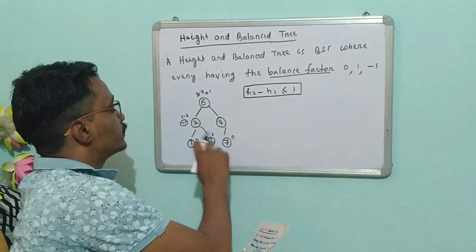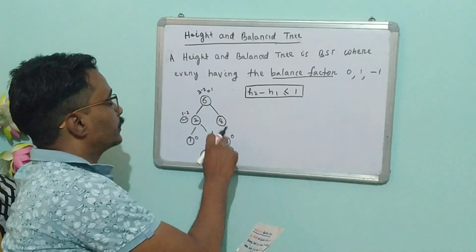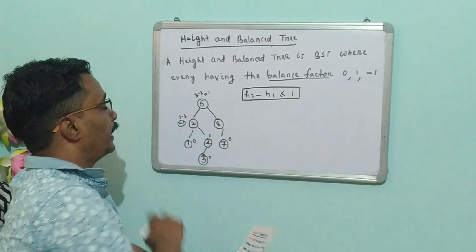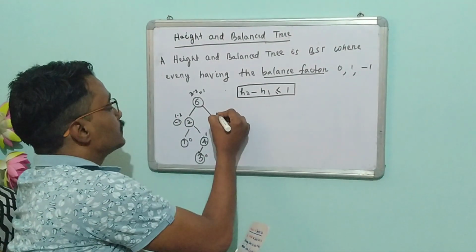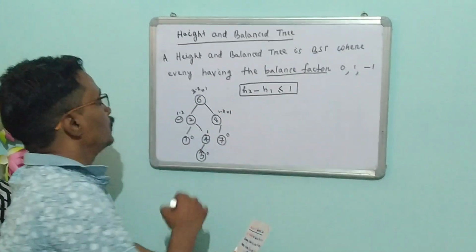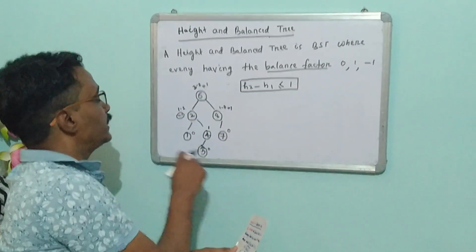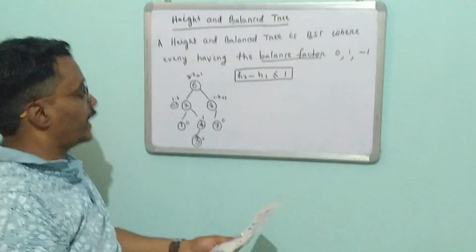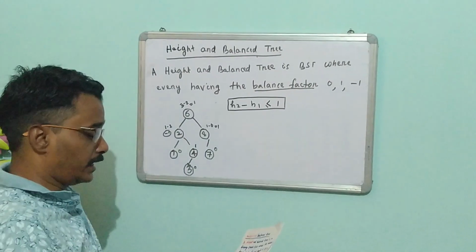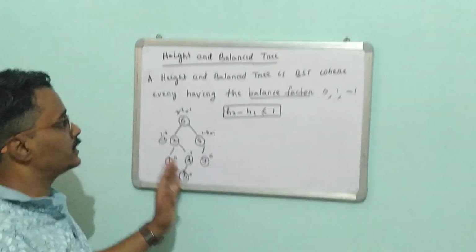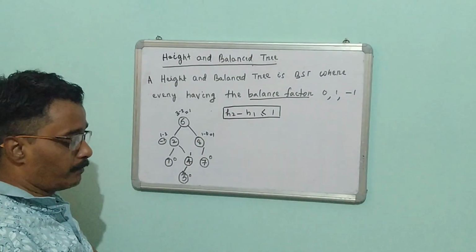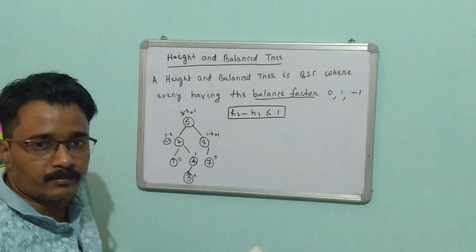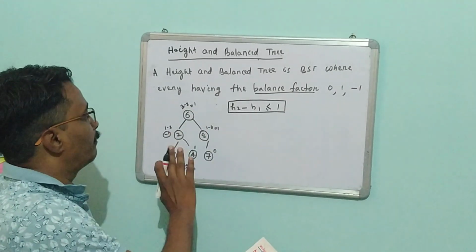So 8 has a left subtree having 7, whose height is 1, and a right subtree having 0, so 1 minus 0 is 1. Now every node has a balance factor that is either 0, 1, or minus 1. So we consider this a balanced tree because the balance factor remains 0, 1 and minus 1. So we are clear about what a balanced tree is.